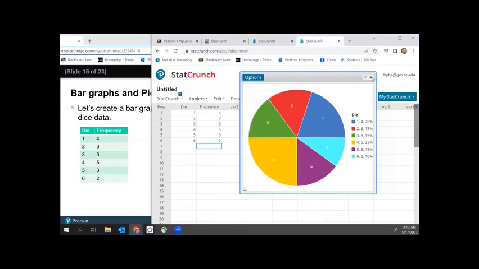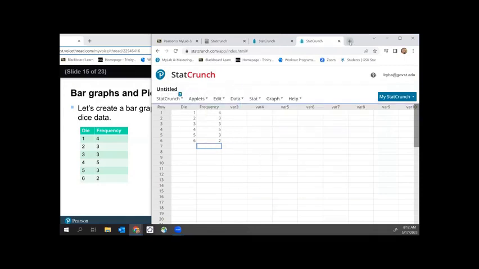Or if you just search in Google or on YouTube for how to make such and such a graph in Statcrunch, there are thousands of examples that you can watch. And I always encourage my students to do that if they think they need a little bit of extra help.